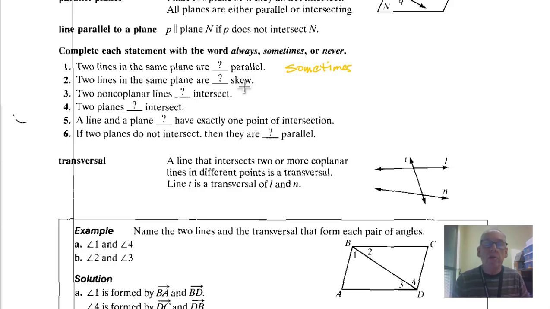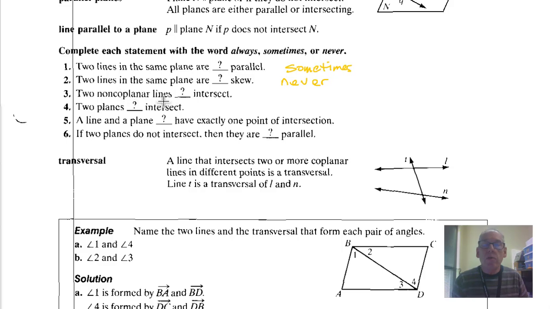Not always, but they can sometimes be parallel. If two lines are in the same plane, they are never skew, because skew lines require a three-dimensional case, so they're not going to be coplanar with each other. So two lines in the same plane are never going to be skew. And two non-coplanar lines, now two non-coplanar lines are also never going to intersect.